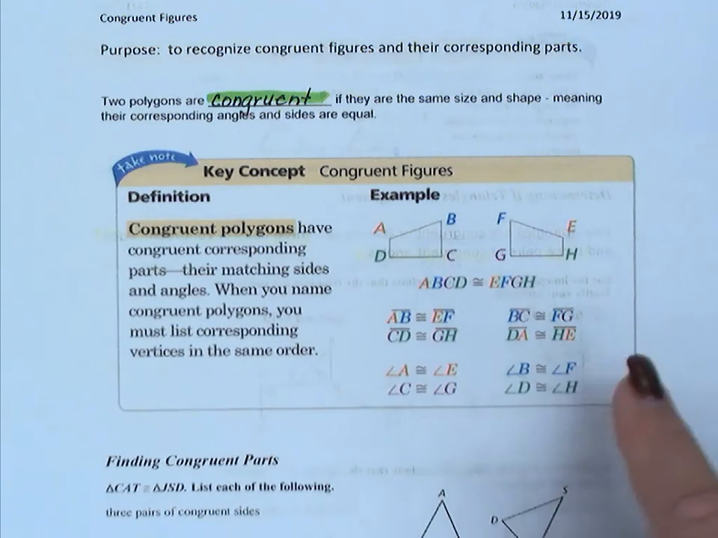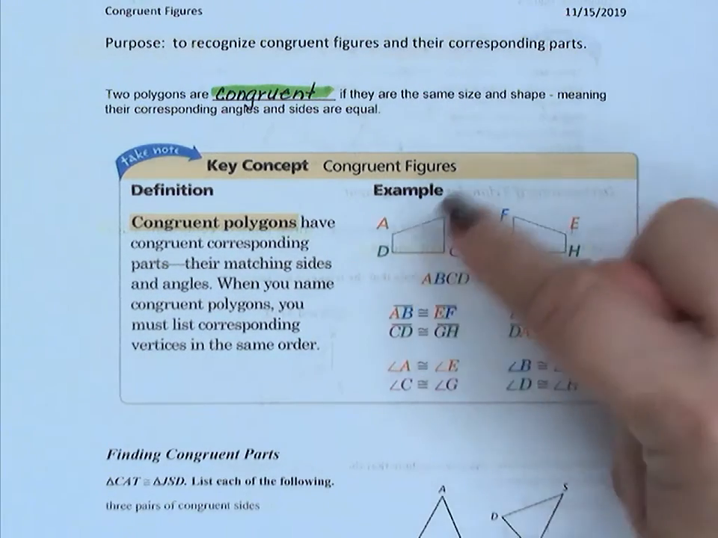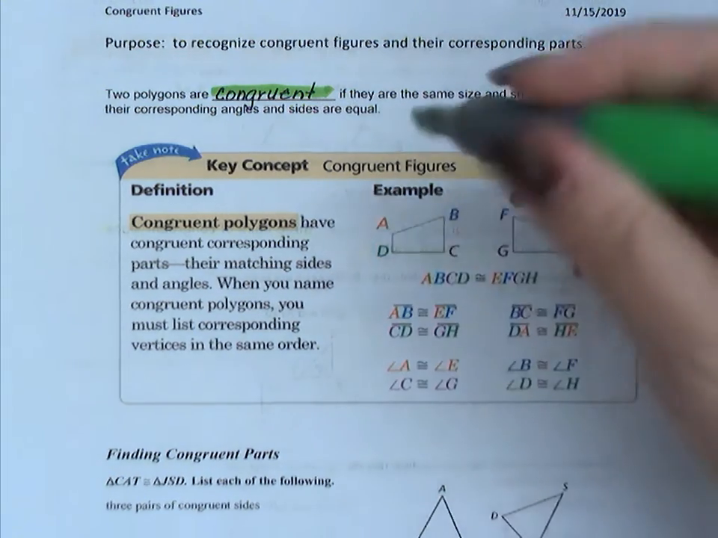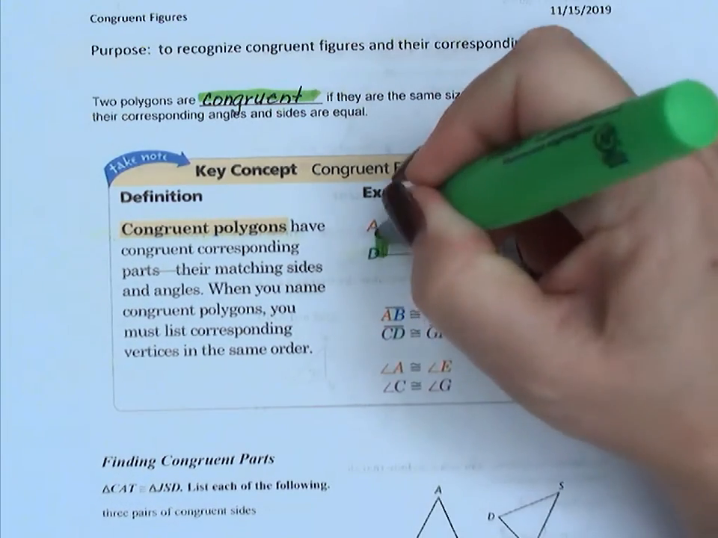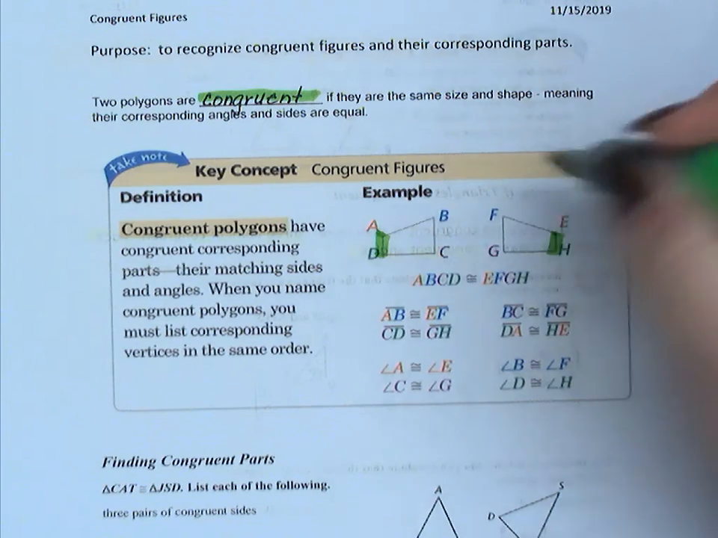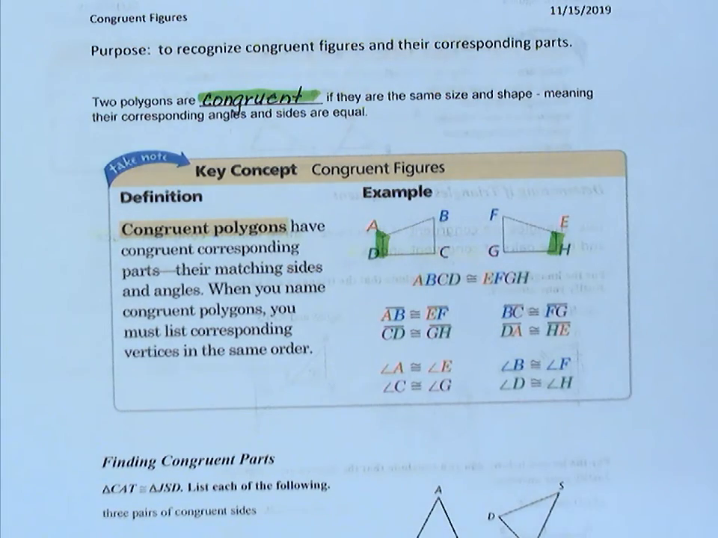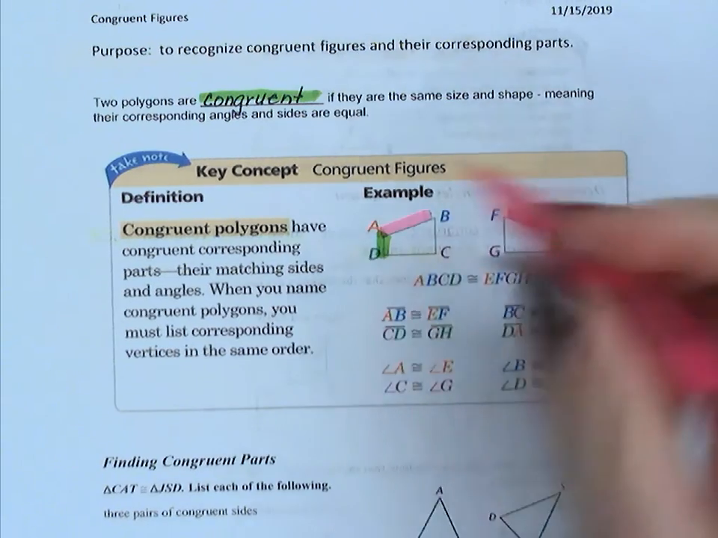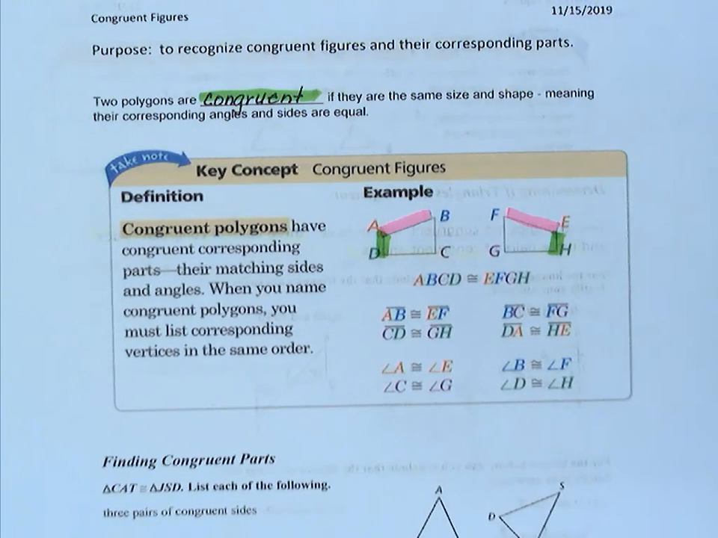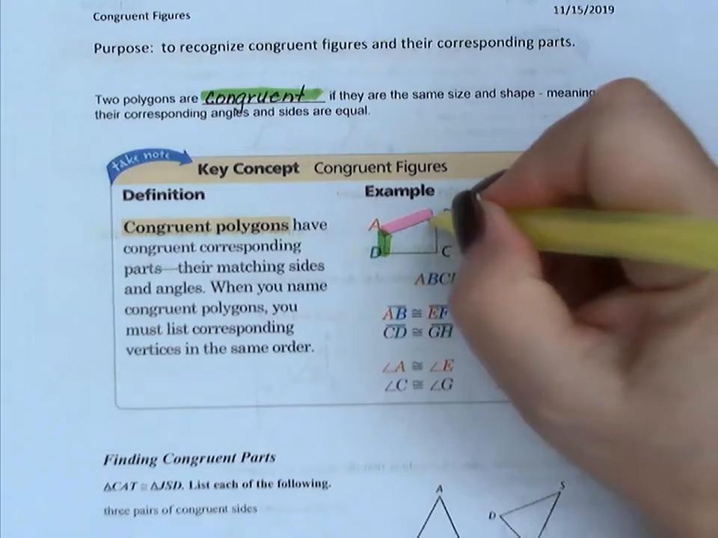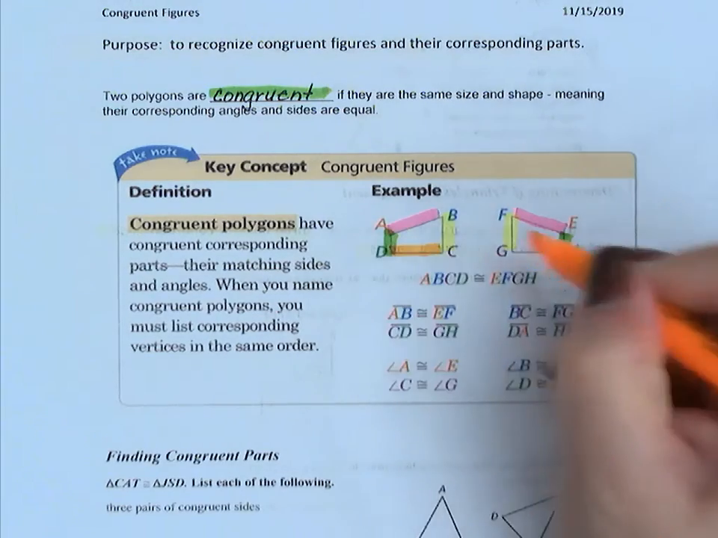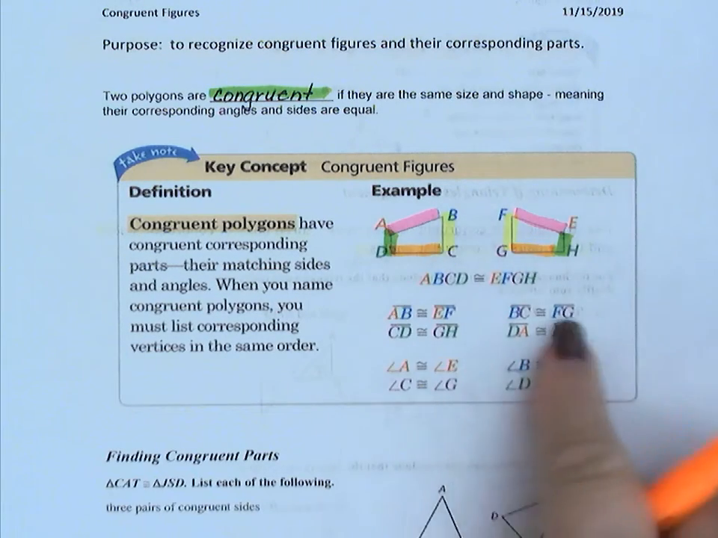Notice this is color-coded. If you printed this in black and white, you're going to probably want to highlight. AD is congruent to EF, and AB is congruent to FE or EF, and BC is congruent to FG, and DC is congruent to GH. And notice how all of these are marked and indicated that way here.